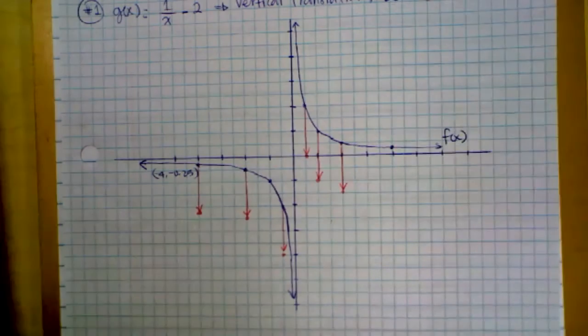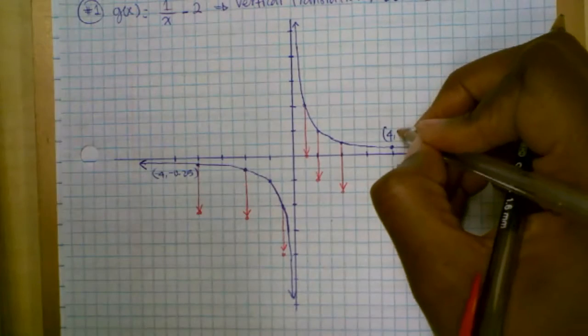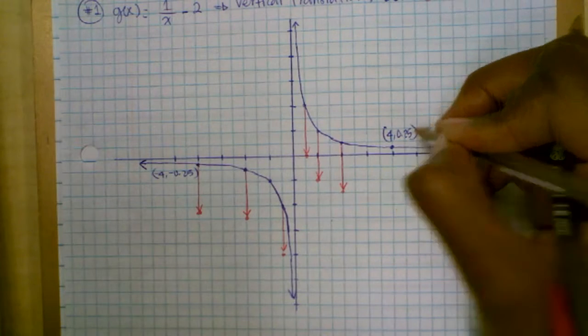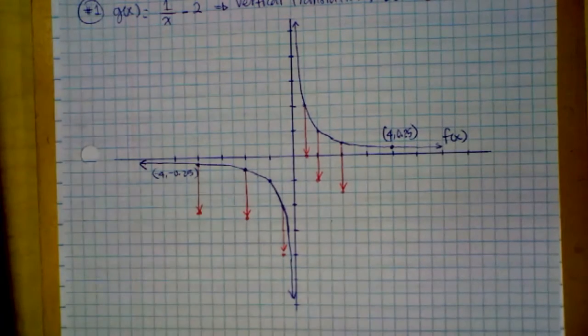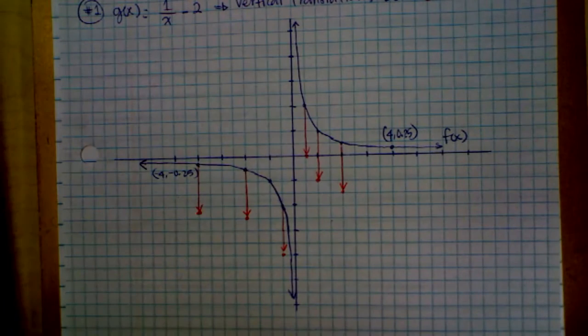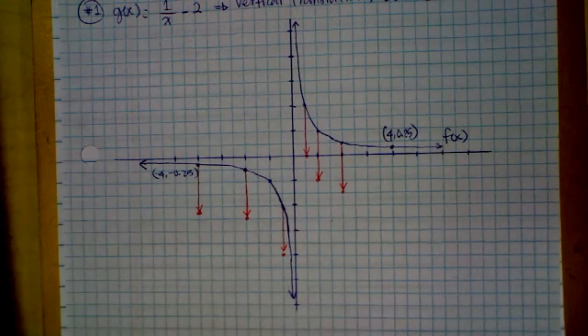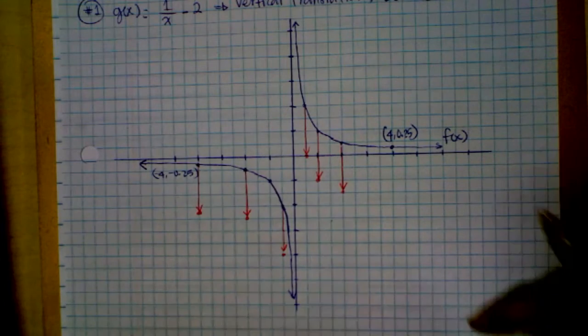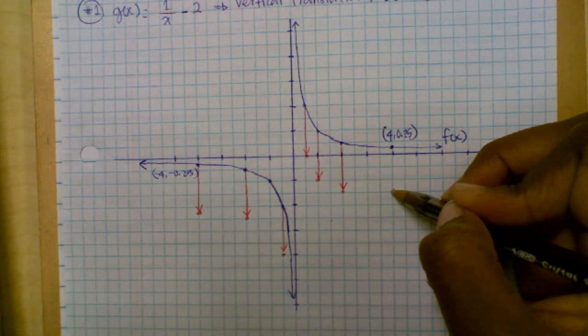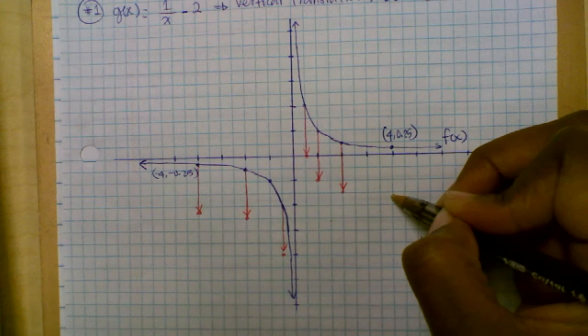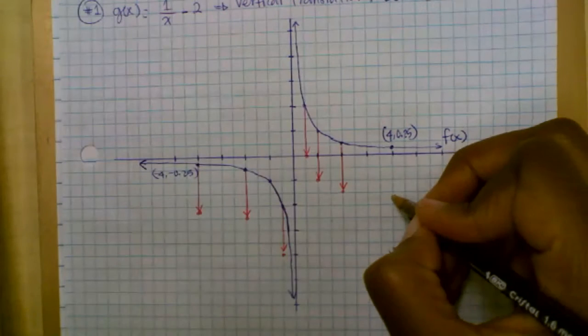Now for the other pair, this point is 4, positive 0.25. From positive 0.25, I need to subtract 2, which is going to be negative 1.75. Negative 1 is right here, negative 1.5 is right here, negative 1.75 is right here. So I'm going to place my dot.